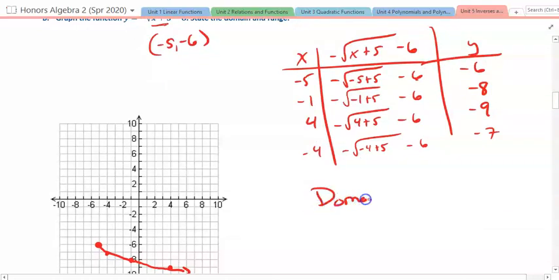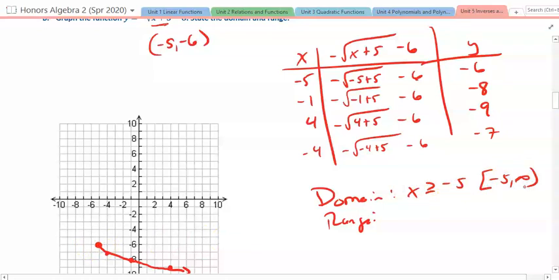So let's talk about the domain and the range of this problem. The domain is pretty straightforward here. Again, it's going to start where we started here, working to the right. So x is greater than or equal to -5. So -5 to infinity in interval notation.